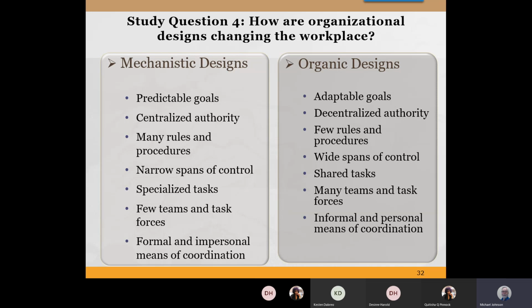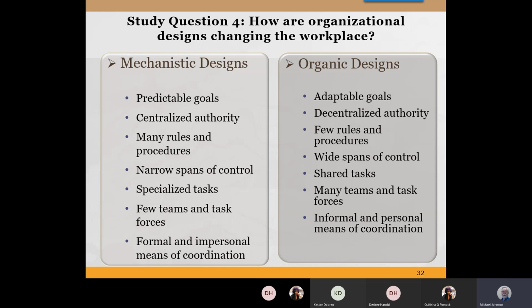What that simply means is that a manager only has the number of people they can manage. This is a very important concept for managers. And I'll give you an example of that a little bit later. Specialized tasks, very specific. You do one thing and one thing only. You flip the hamburger, that's it. You don't touch the fries. And also few teams and task forces. You do your function, everybody does their function, it works perfectly. It's just like a watch. Every part has its place and every part has its part to play.